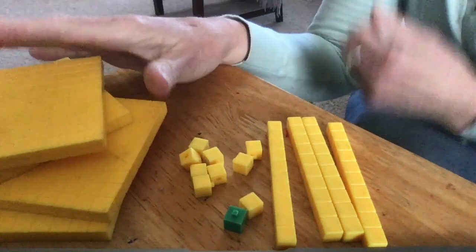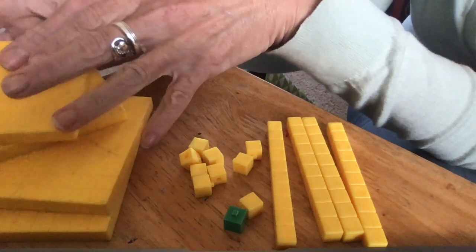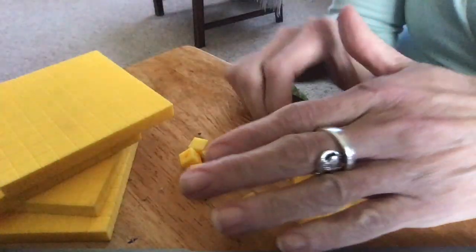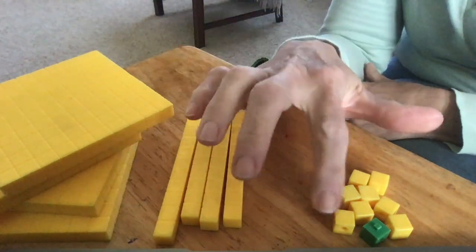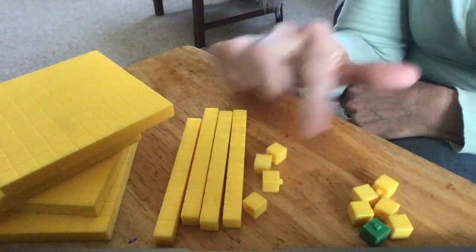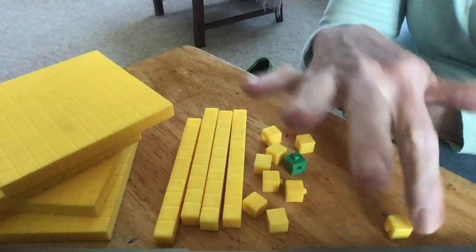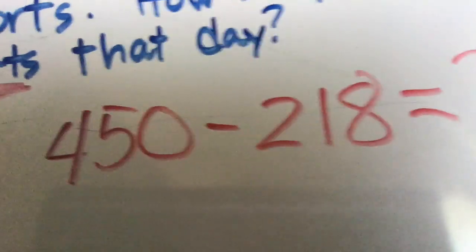Do I still have 450 campers? Is my table still showing that? Let's count it. 1, 2, 3, 400, 10, 20, 30, 40, 41, 42, 43, 44, 45, 46, 47, 48, 49, 50. I'm still showing 450 campers.